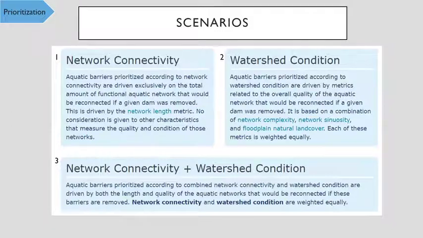And these indicators can be combined into 3 different scenarios. We have network connectivity, which is just the number of miles opened. Network condition, which is the other 3 indicators excluding connectivity. And then finally, a combination of the 2 scenarios.